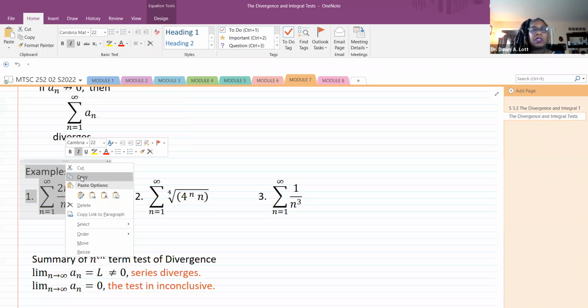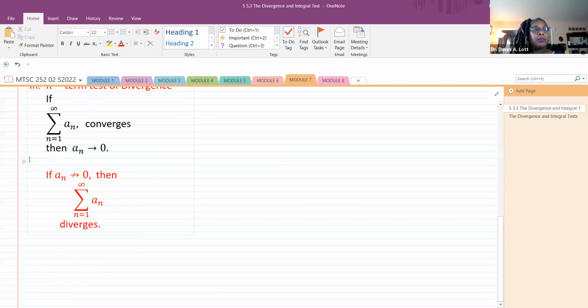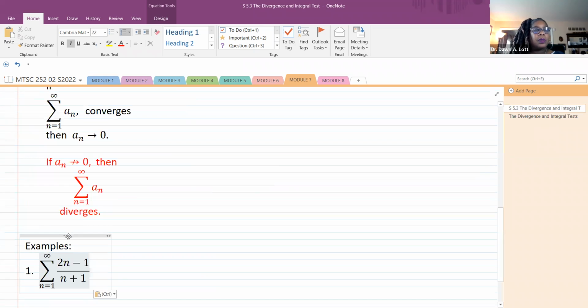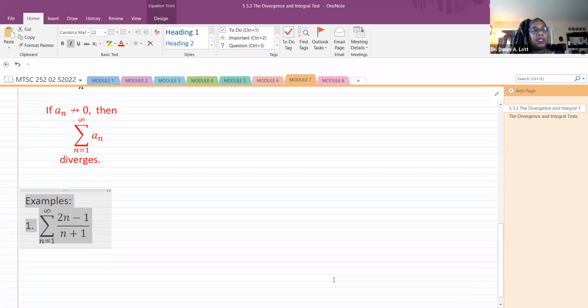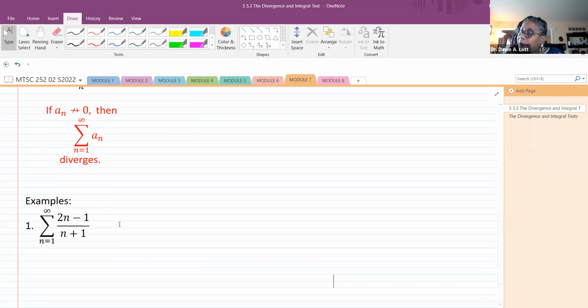Okay, here's our first example. All right, so our first example is the summation n equals 1 to infinity of (2n minus 1) over (n plus 1). So here, a_n is equal to (2n minus 1) over (n plus 1).